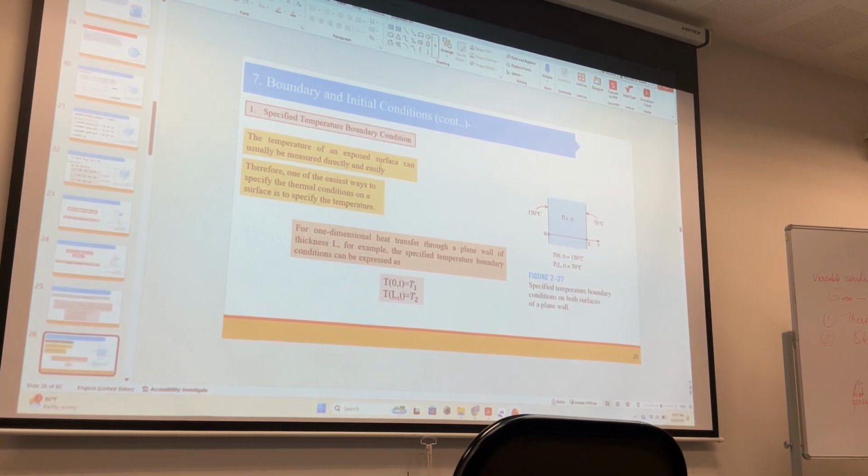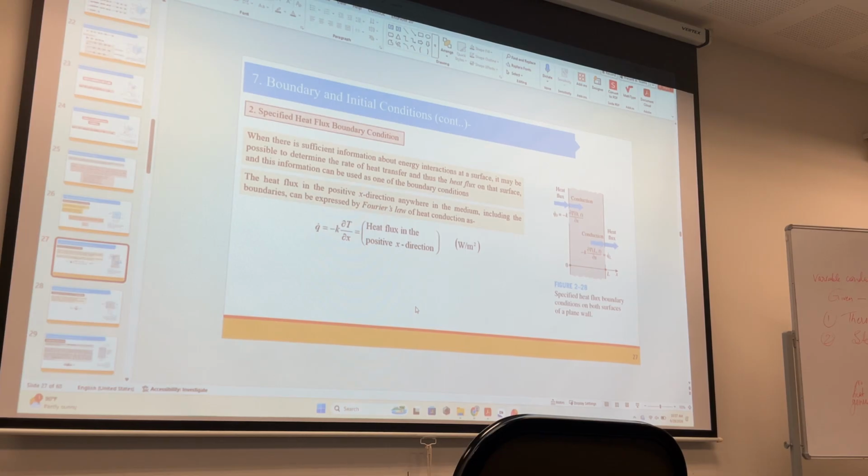The temperature of an exposed surface can usually be measured directly and easily. Therefore, one of the easiest ways to specify the thermal condition on a surface is to specify the temperature. For one-dimensional heat transfer through a plane wall of thickness capital L, for example, the specified temperature boundary condition can be expressed as this. You write down the coordinate and then you write down the temperature.